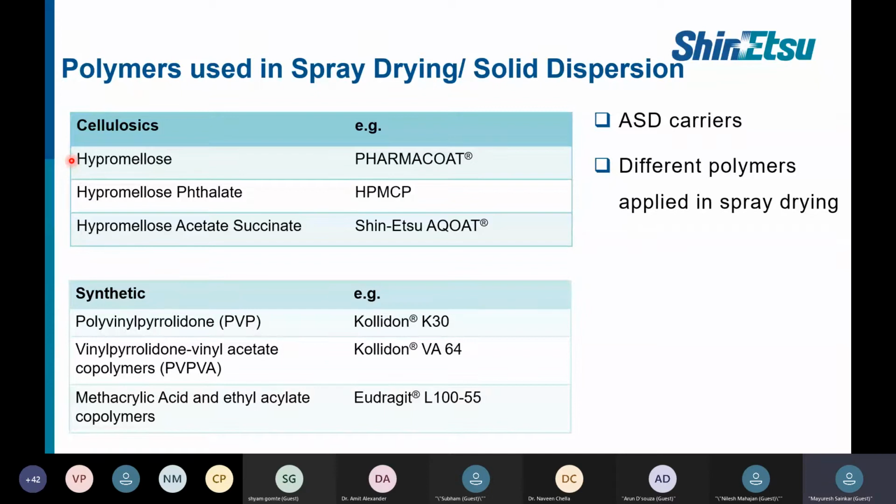So cellulosic polymers, as we say, are Pharmacoat, which is low viscosity HPMC, then hypromellose phthalate HPMCP, and HPMC acetate succinate, that is Shin-Etsu Aqoat. All these polymers can be used in the spray drying approach. The factors we need to consider are, first, related to the process, and second, related to the polymers, like what the drug to polymer ratio should be or other related factors. Some synthetic polymers are also used in the industry, but we will not focus much on that in this presentation.